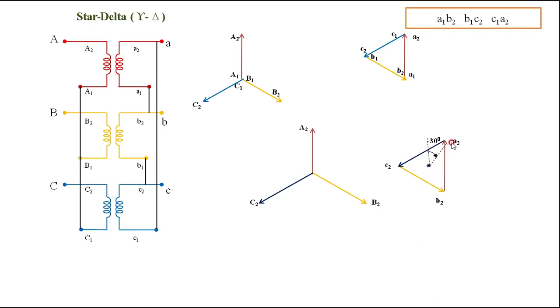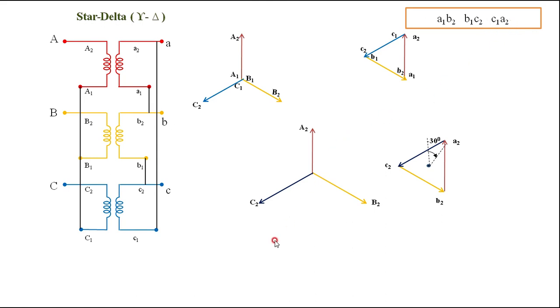We can look here: there is a lag of 30 degrees, that is, the neutral is shifted by minus 30 degrees. That is a lagging shift of the neutral of 30 degrees in the case of this type of connection, that is A1 B2, B1 C2 and C1 A2.